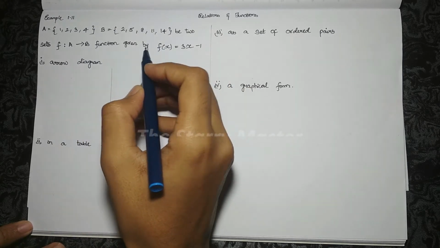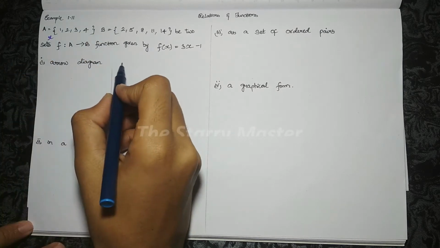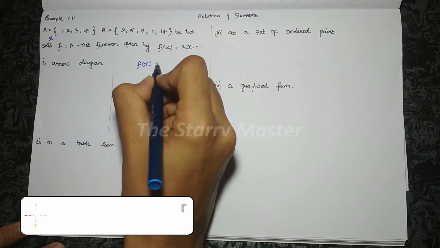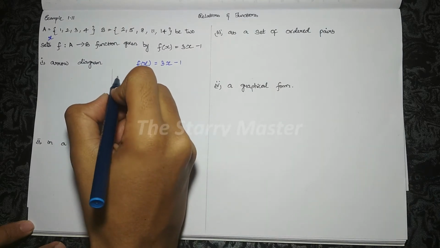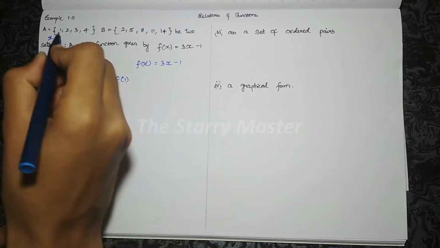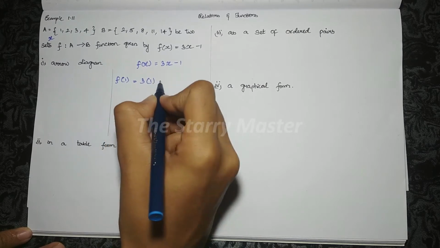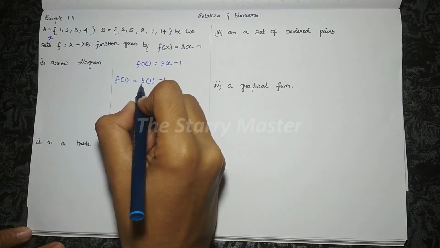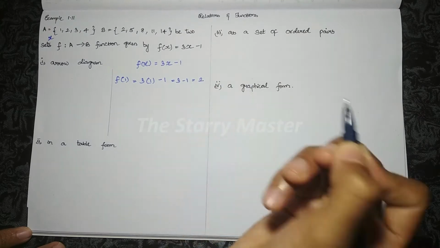First of all, we take A as x. Then we have to solve this equation: f of x is equal to 3x minus 1. In place of x we put the first value, 1. So f of 1 is 3 into 1 minus 1, which is 3 minus 1, equal to 2.